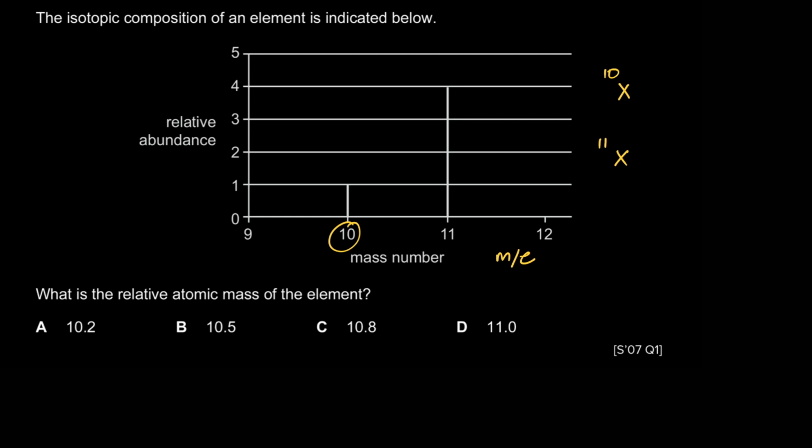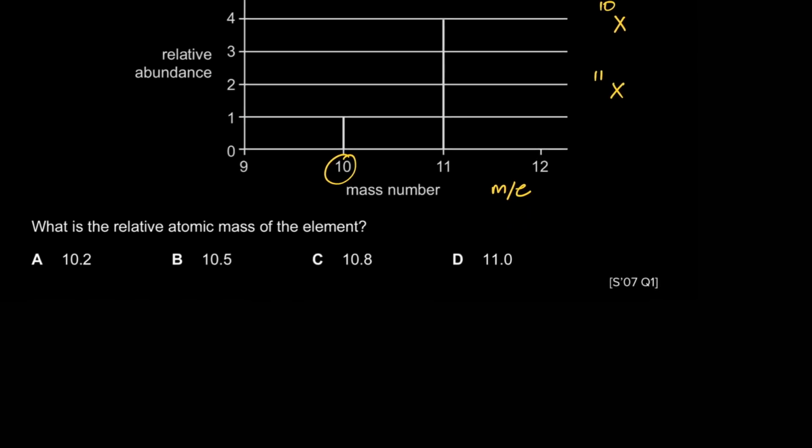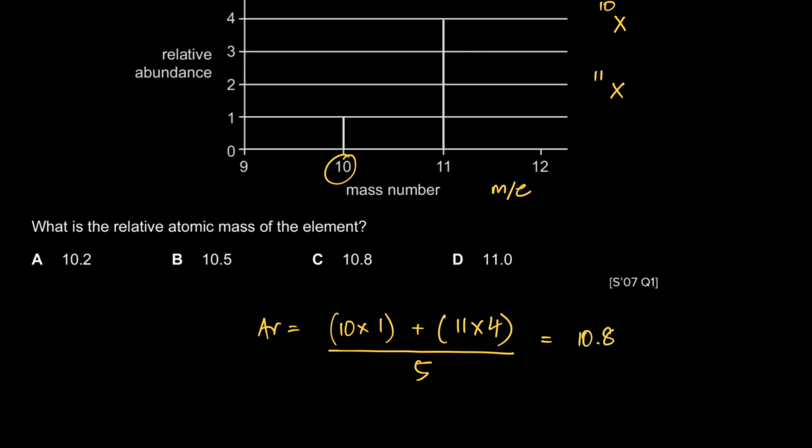The way we calculate this is that the abundance for mass 10 is 1 and for 11 is 4. So the average mass, the AR, would be 10 times the abundance, which is 1, plus 11 times the abundance, which is 4, over total abundance. That would be 4 plus 1, which is 5. You add them up and divide by 5, and you get 10.8. So the relative mass of this element is 10.8. Obviously, they can give you graphs with 3, 4, 5, 6 values and so on, for more isotopes. We'll take a look at that also.